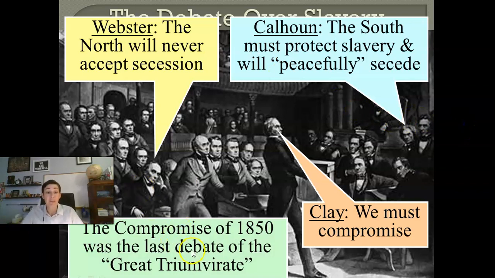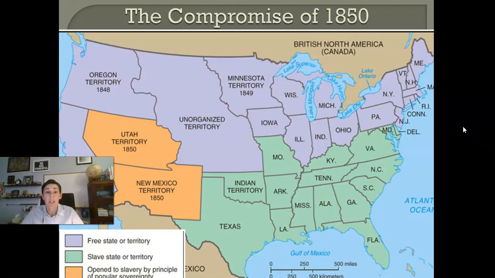So the Compromise of 1850 was the last debate of what they called the Great Triumvirate. These three guys worked together because they were basically the leaders of their separate factions. They were the three guys responsible for cobbling together compromises, and the Compromise of 1850 was really the last one. So this is how it looked.